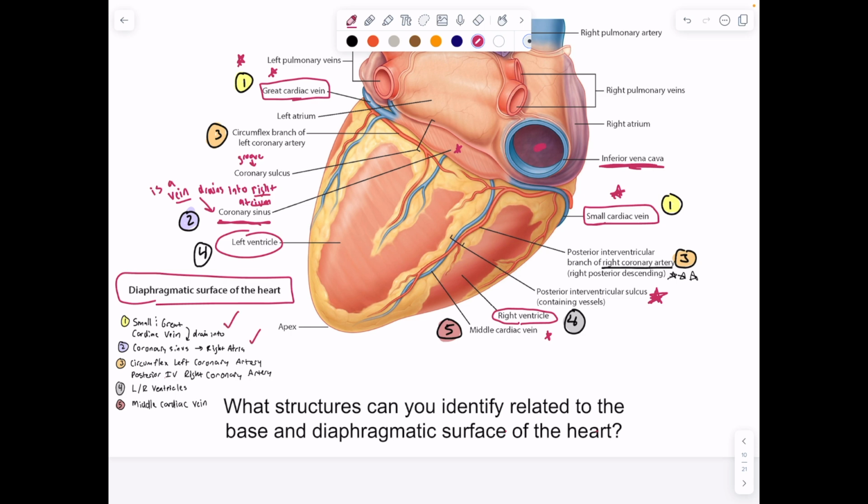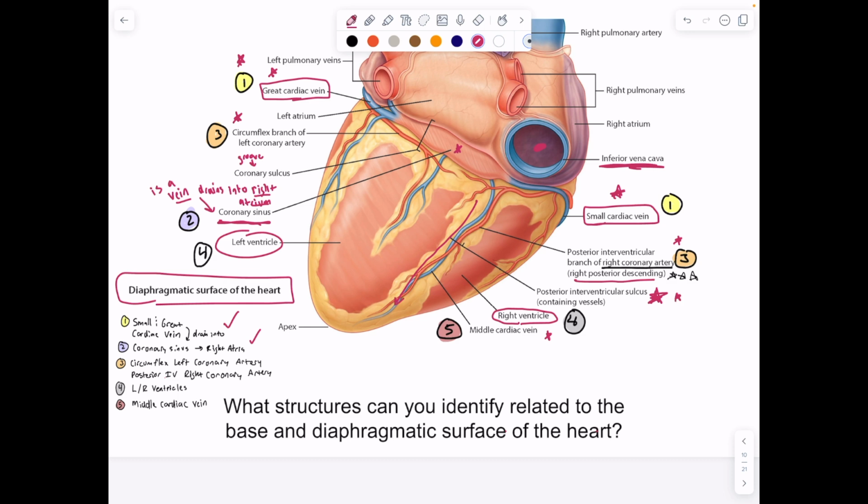So it's these ones, the circumflex left coronary artery right here. That's the branch of the left coronary artery. And then on the other side, we have the posterior IV branch of the right coronary artery. Again, we'll talk more about this in just a second, but this is the posterior descending artery, and that's going to determine which coronary artery, either the left or right, gives the branch that provides blood to this region.